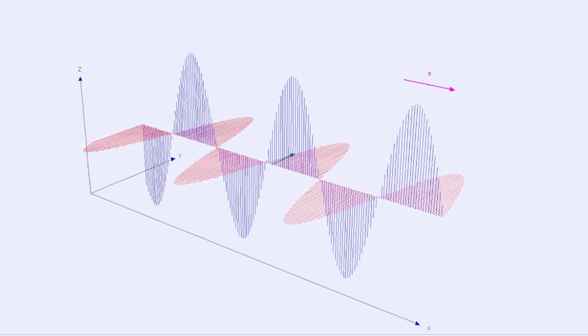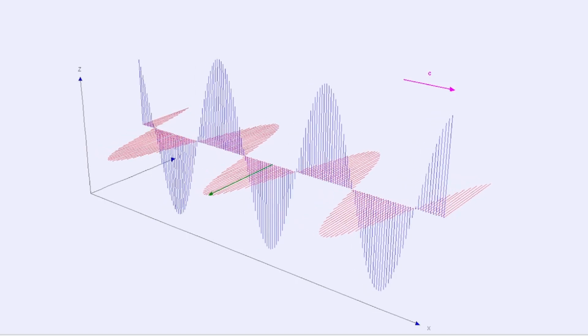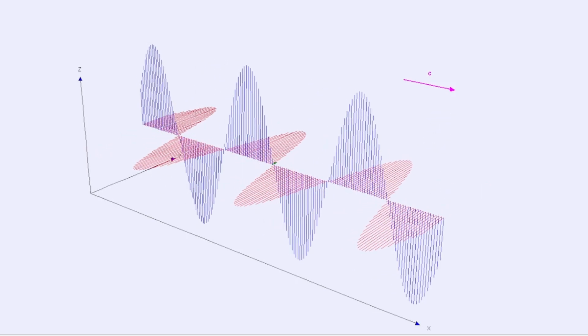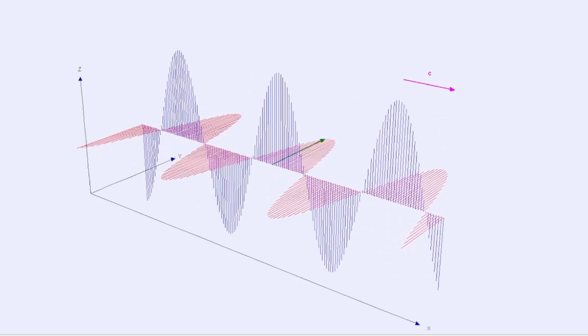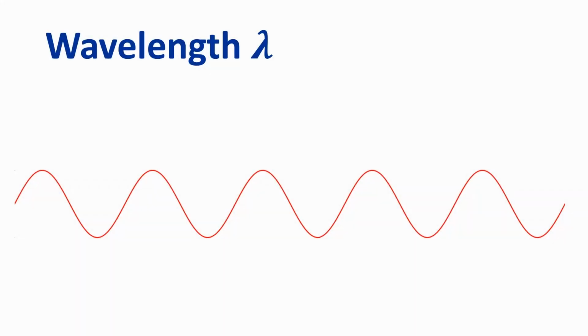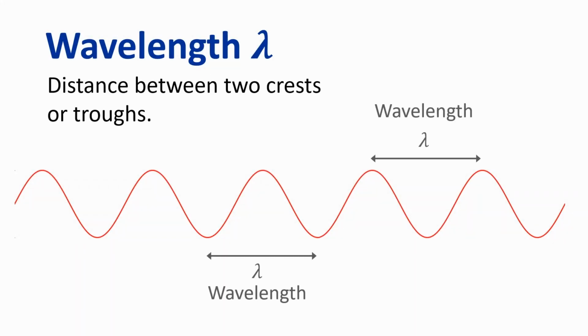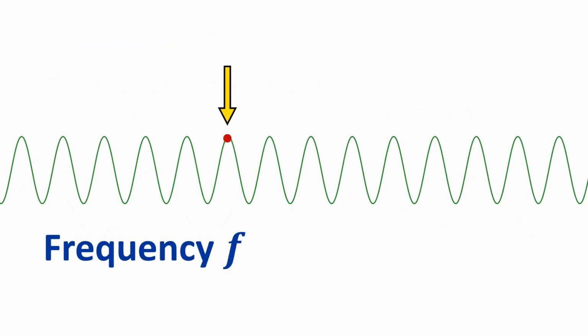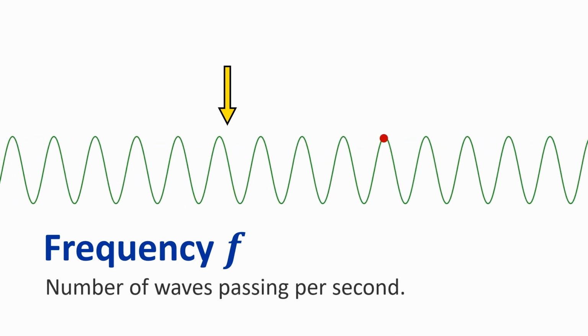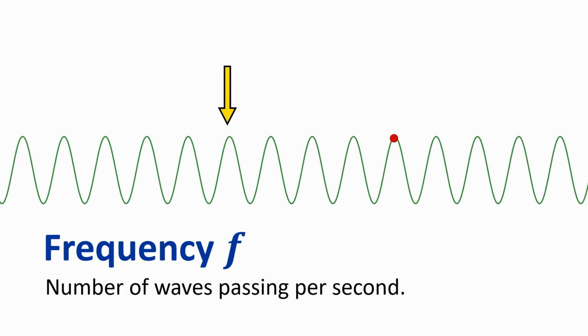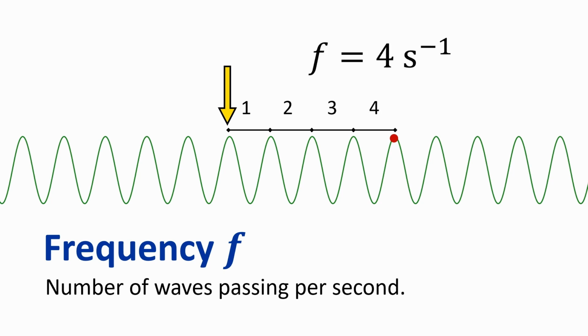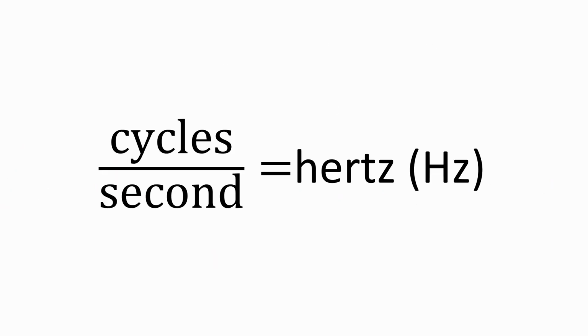Since light is a wave, we can characterize it using parameters common to all waves. The distance between two crests or troughs is called the wavelength. Since we are measuring distance, wavelength is usually given in units of meters. If now we look at a wave passing at a fixed position, the number of waves passing that location each second is the frequency. Frequency is given in units of cycles per second, also called hertz.